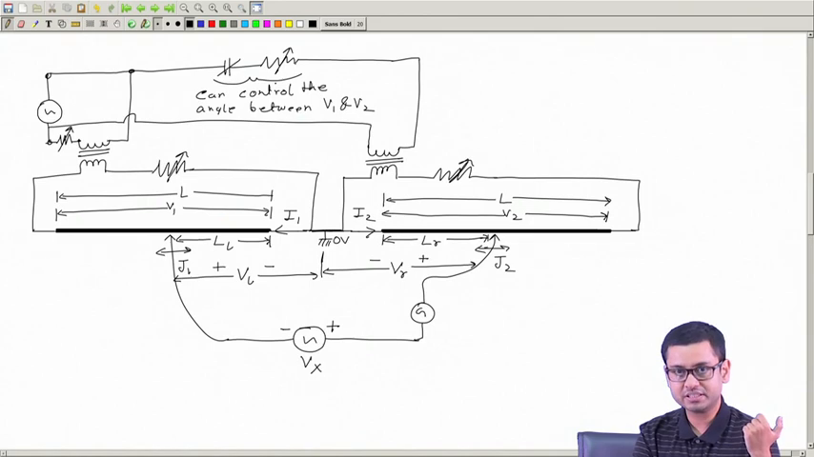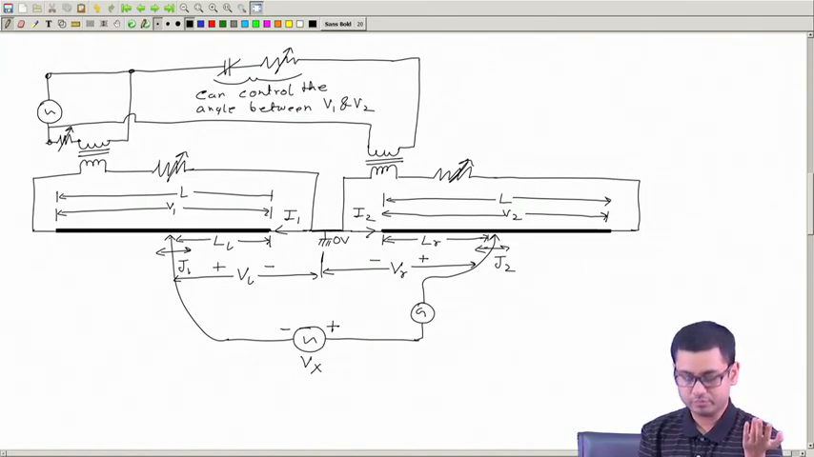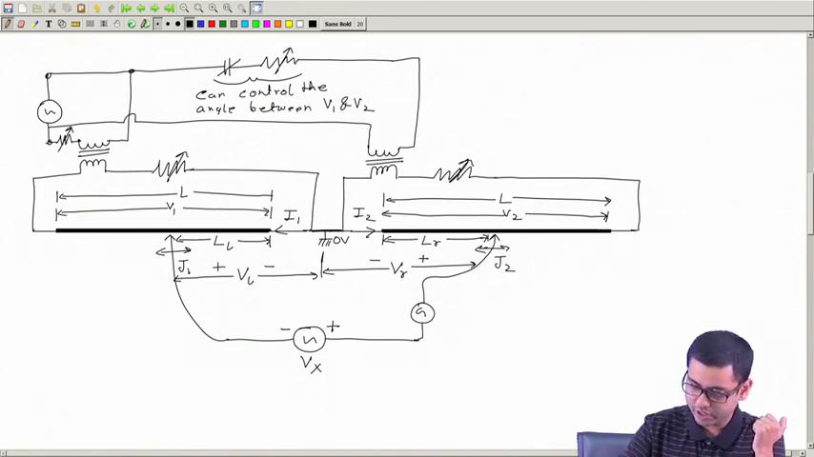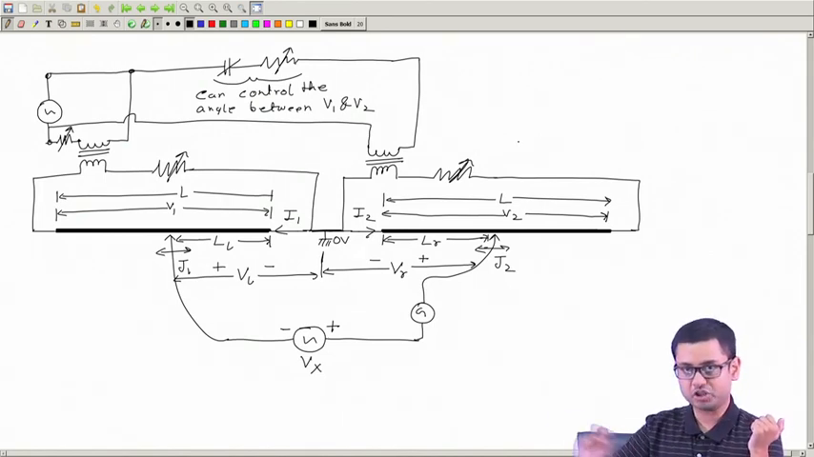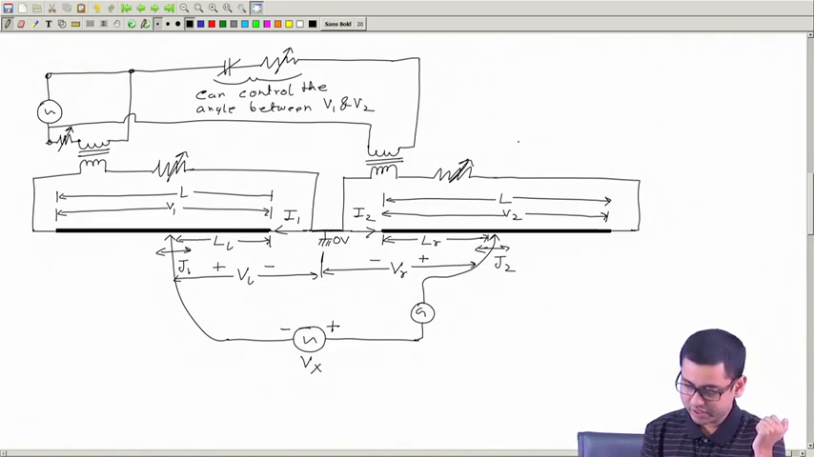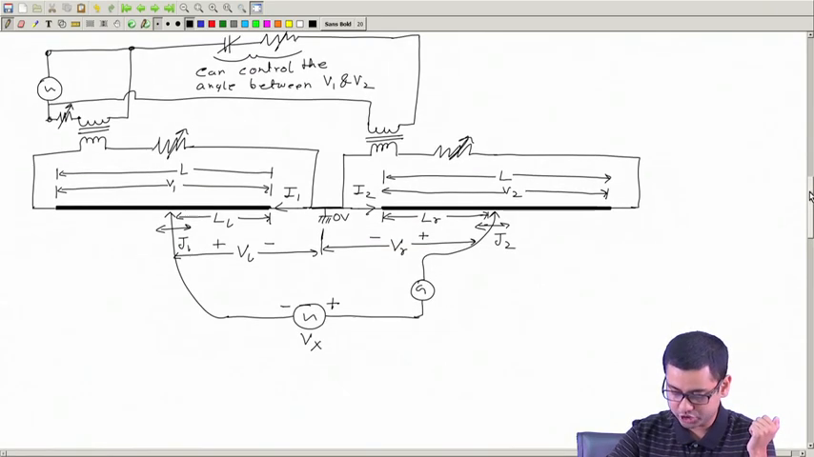But the next question is more important: how do we know that we are at the desired condition, that we have obtained correct phase angle and correct magnitude? How do we test that? So the way we will do it is like this. Let me tell you the entire procedure, how to use it, starting from the calibration. Okay, so let me tell you the entire procedure in detail.